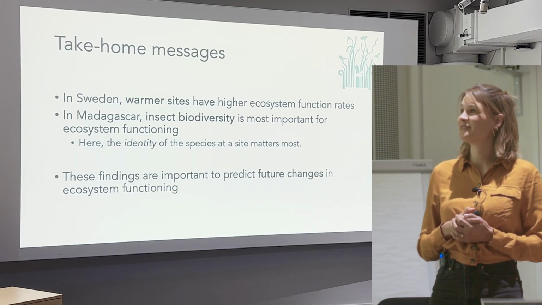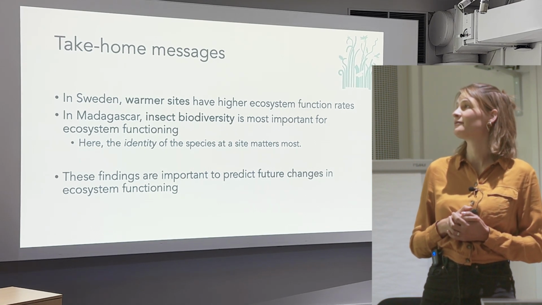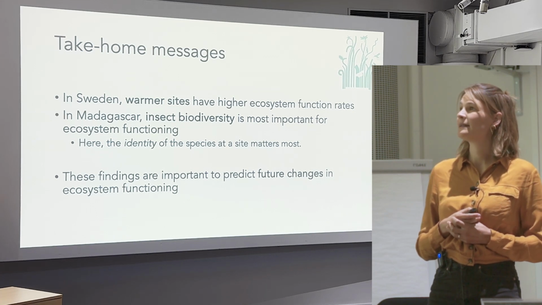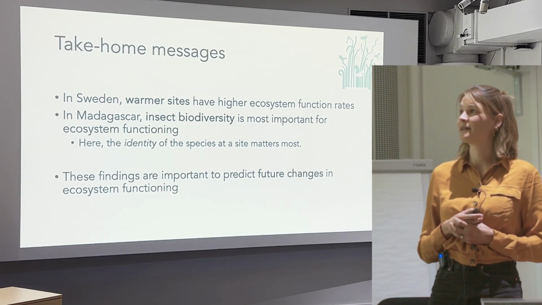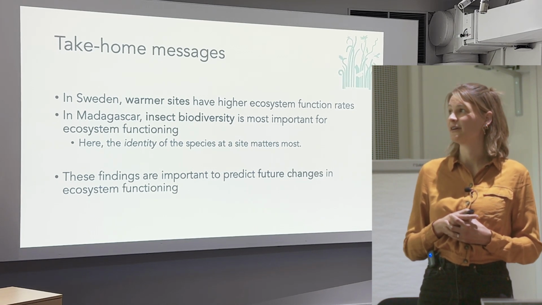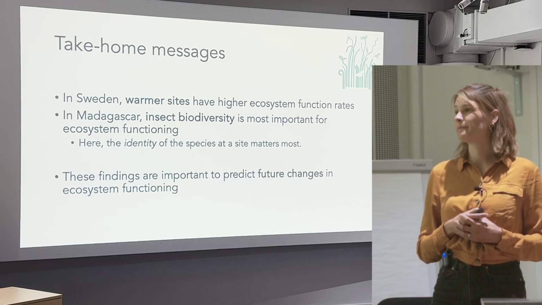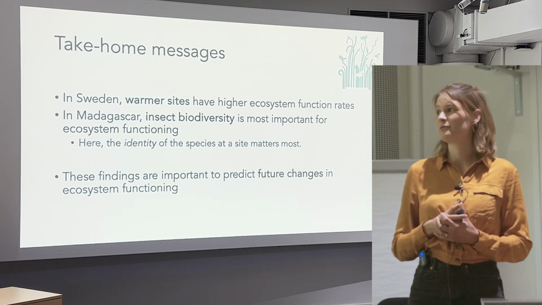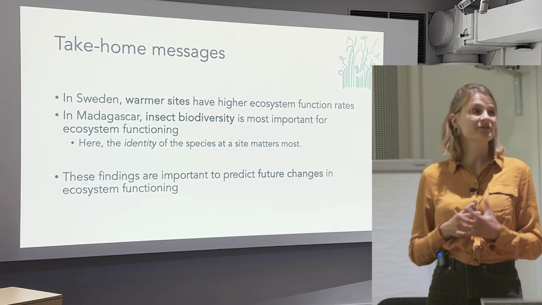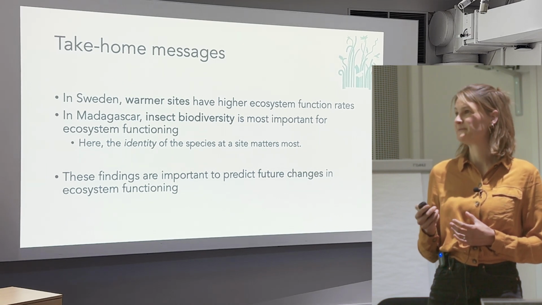So some take-home messages. In Sweden, we saw that the warmer sites had higher ecosystem function rates, whereas biodiversity was a bit less important here. And in Madagascar, on the other hand, insect biodiversity was the most important factor in determining ecosystem functioning, where the identity of the species mattered the most. And as I mentioned before, these findings are important to predict future changes in ecosystem functioning in relation to, for example, climate change and the biodiversity crisis that we are currently experiencing.